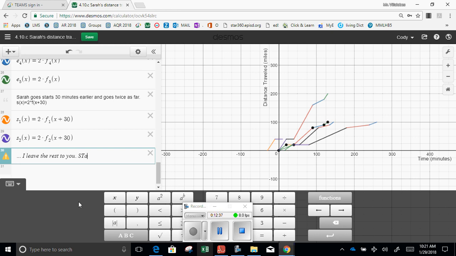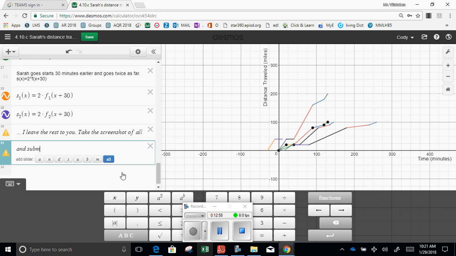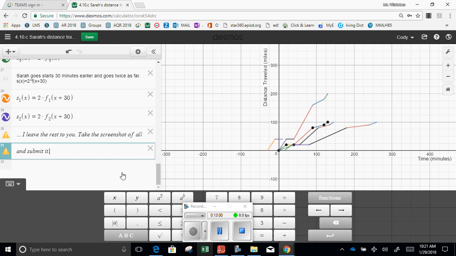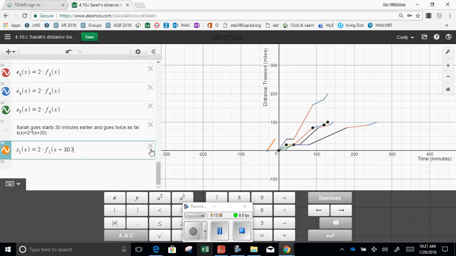Take a screenshot. Screenshot of the product of all the functions. Turn it in and submit. Anyway.